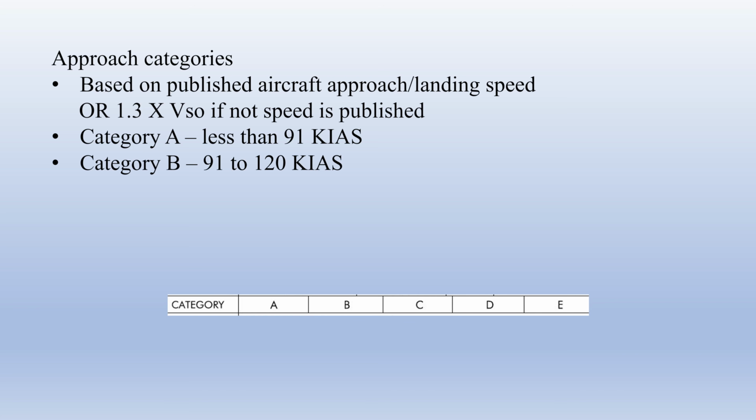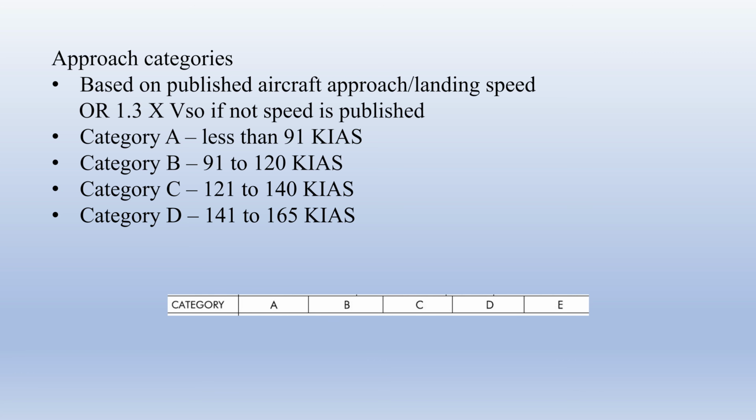Category B aircraft are those that have approach speeds between 91 and 120 knots. Most of your light twins will fall in this category. Category C aircraft are those that have approach speeds between 121 and 140 knots. This is going to be some of your smaller airliners and many of your light corporate jets and some turboprops. Category D aircraft are going to be those with approach speeds between 141 to 165 knots. This is going to be most of your airliners.